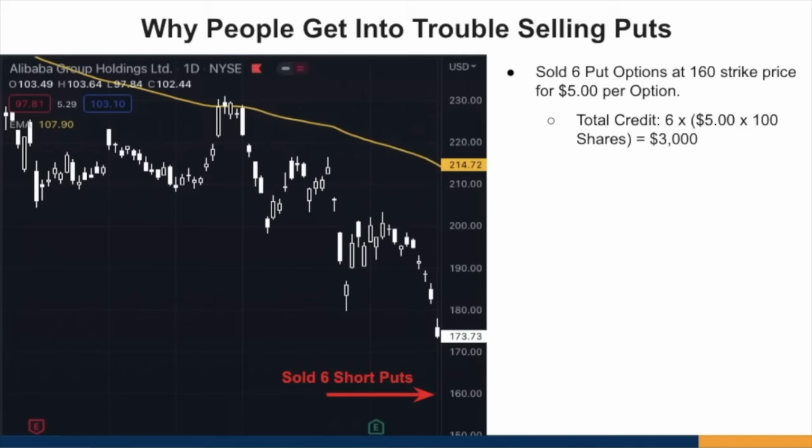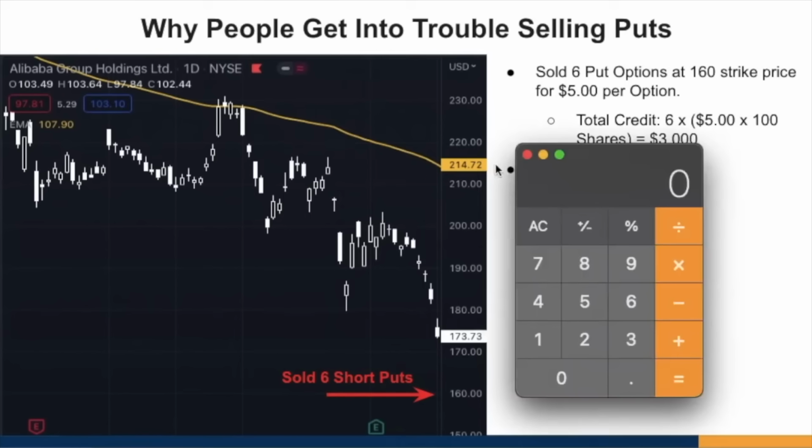So I told him that yes, it's easy money if it expires worthless, right? But if you get exercised, if the market was to turn, then you're going to get a lot of trouble, right? The problem with what he just did is that his account size is only $25,000, right? If you were to get exercised on the full 6 put options at $160, the amount of capital you need to put up is actually this.